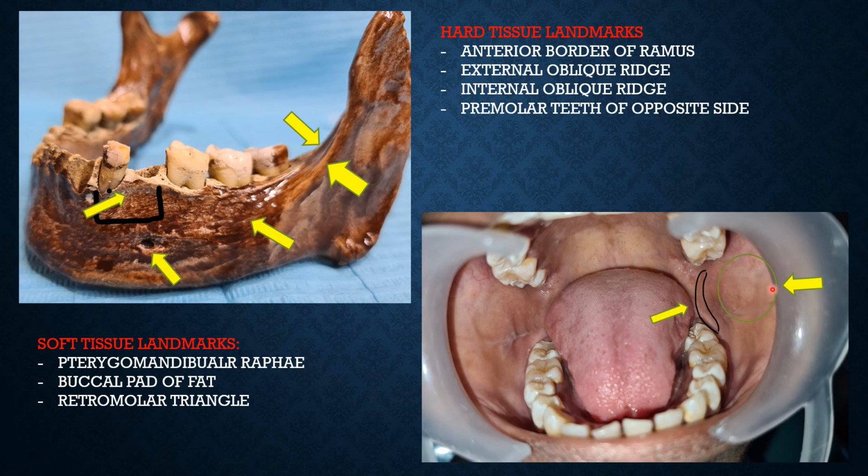The soft tissue landmarks that we need to identify are the pterygomandibular raphe. When the patient opens their mouth wide, there is a small band of tissue that you see extending from the maxillary tuberosity all the way to the retromolar trigone. This is called the pterygomandibular raphe. There's a buccal pad of fat which is present within the cheek here. You also have to identify the retromolar triangle, which is the soft tissue pad that is present just distal to the third molar in that region.